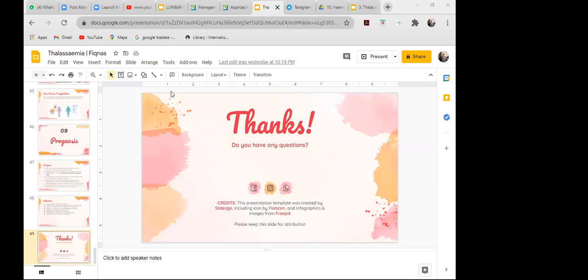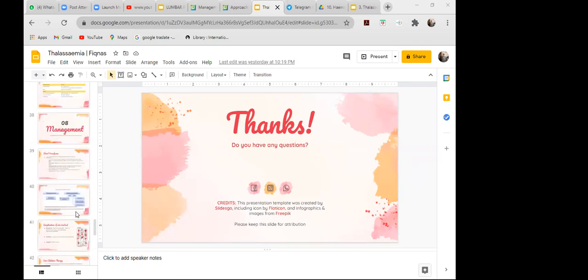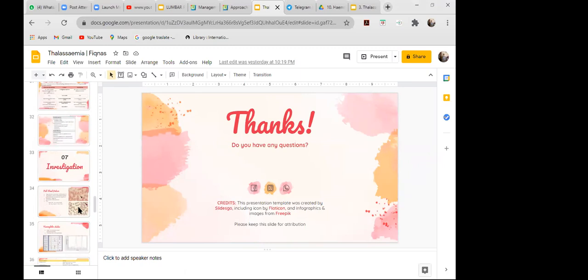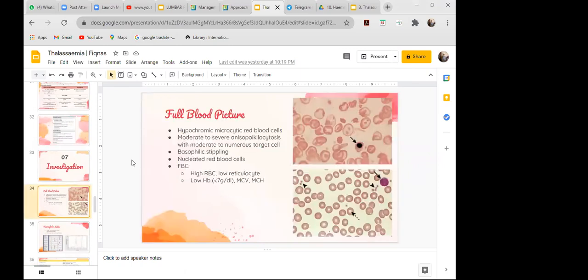Okay, so what I was trying to say is, the photos of the full blood picture always come up in exams. So we show you some photos of the full blood picture, and then we ask you what are these, what is the diagnosis, and so on and so forth. Okay?